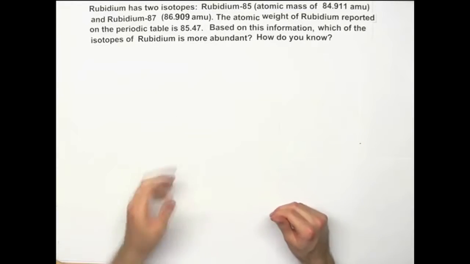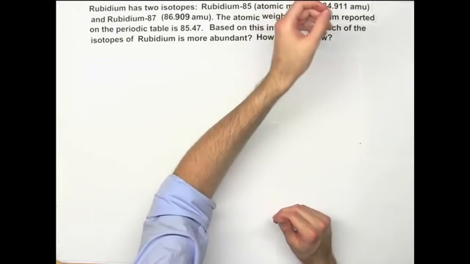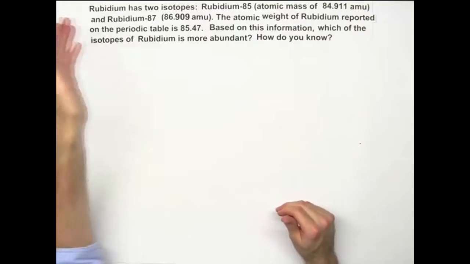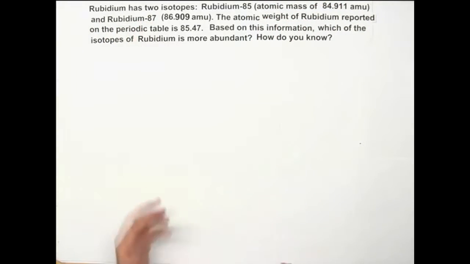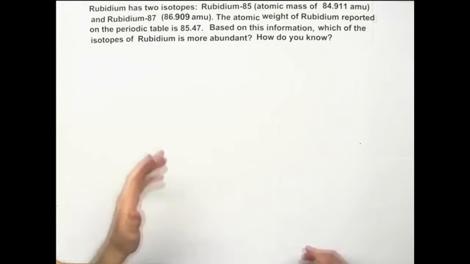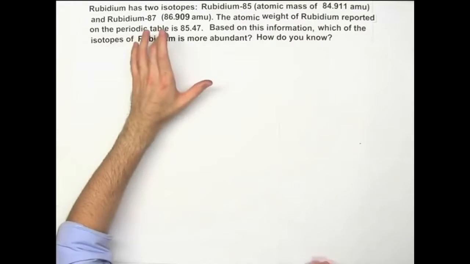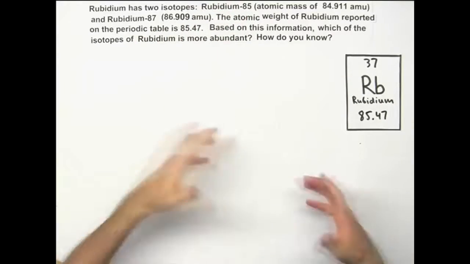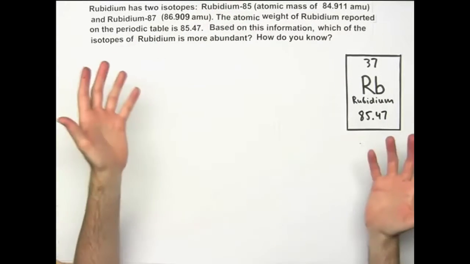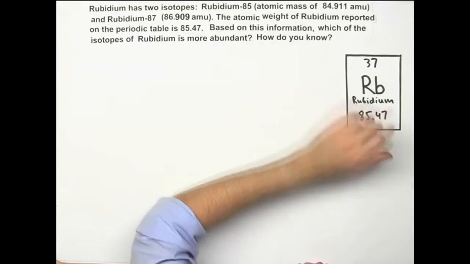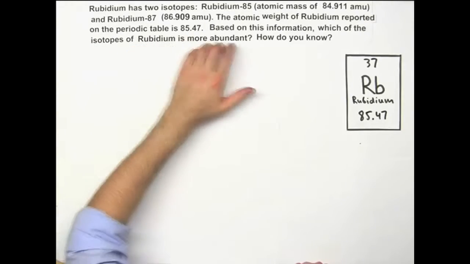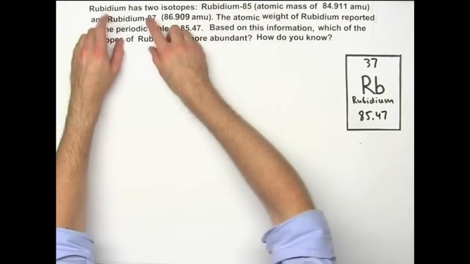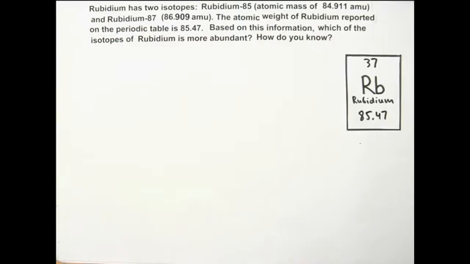Rubidium has two isotopes, rubidium-85 with an atomic mass of 84.911 AMU, and rubidium-87 with an atomic mass of 86.909 AMU. The atomic weight of rubidium reported on the periodic table is 85.47. And in this question, when they say atomic weight, they mean atomic mass, relative atomic mass. Any of these terms you can use interchangeably. Based on this information, which of the isotopes of rubidium is more abundant? And we're talking about, is it rubidium-85 or is it rubidium-87? And how do you know which one is more abundant?